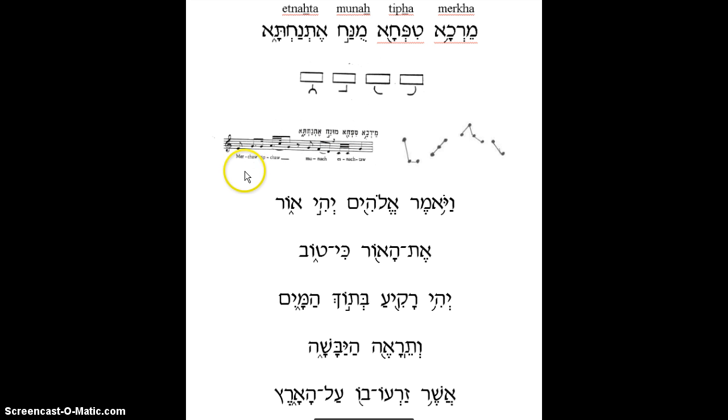If you read music, here's the music that we're going to be using. If you don't read music, here are the dots. Alright, I'll sing it, and then we'll review it. It's Merkha, Tipha, Munach, Etnachta.